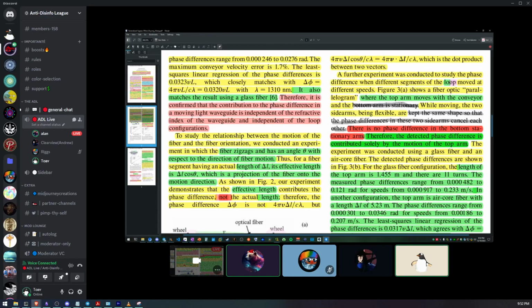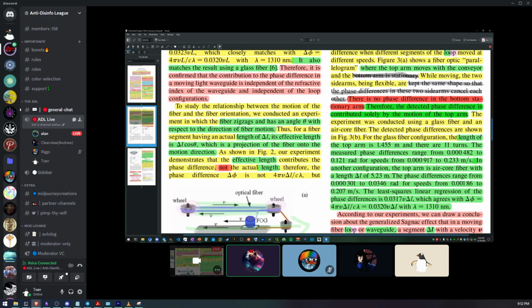Okay, so let's see here. So we're super independent and detecting relative motion against an absolute background, as Sagnac originally stated in his 1913 paper. Okay, cool. Just making sure we're all caught up.